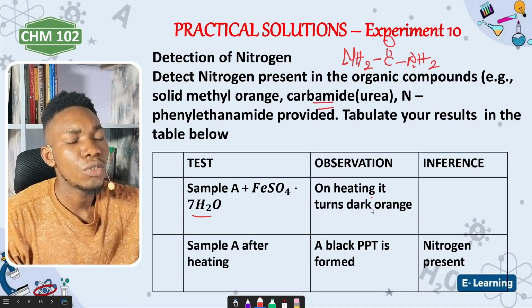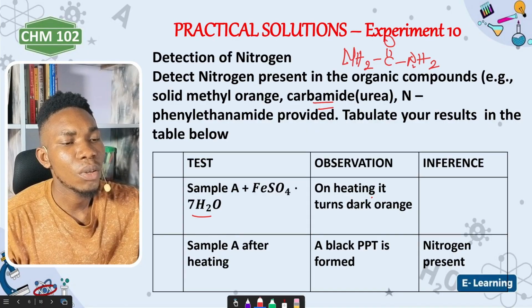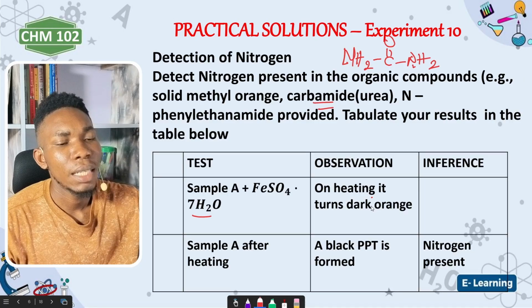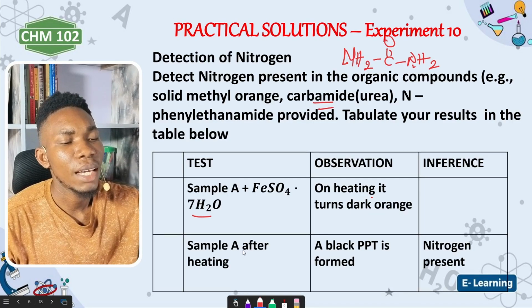Now, this is a 2-in-1 experiment. On heating, it turns dark orange. That is the first step. Then after heating, you leave it. Sample A, after heating, a black precipitate is formed.